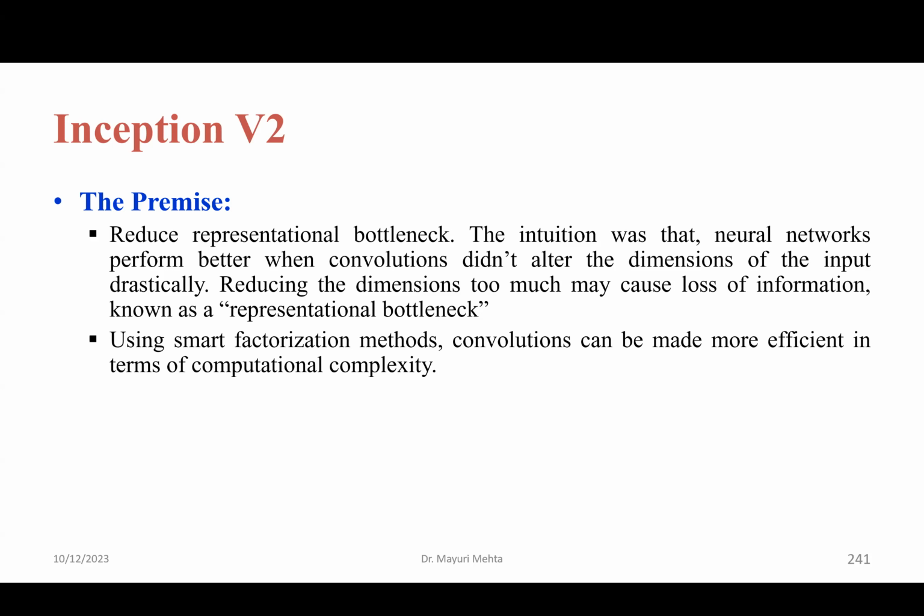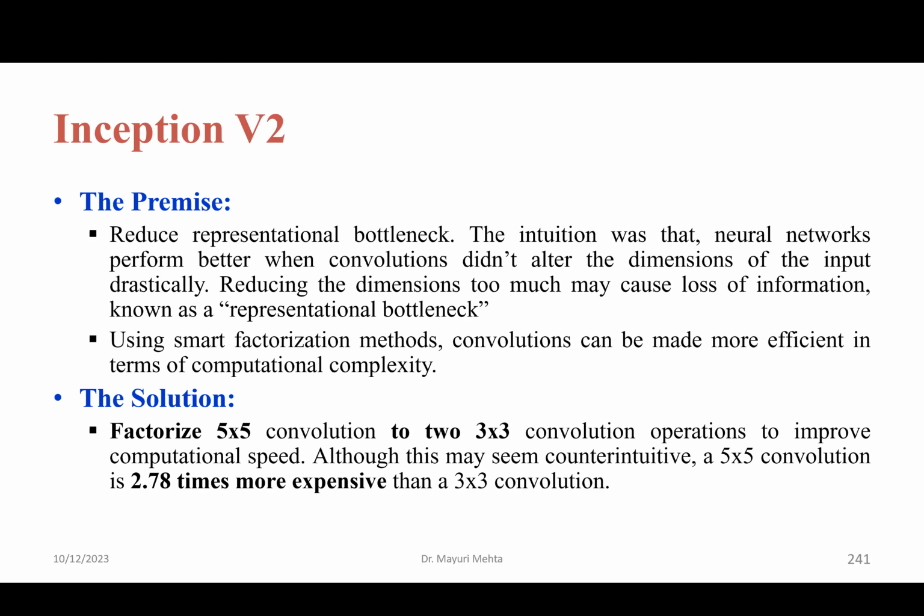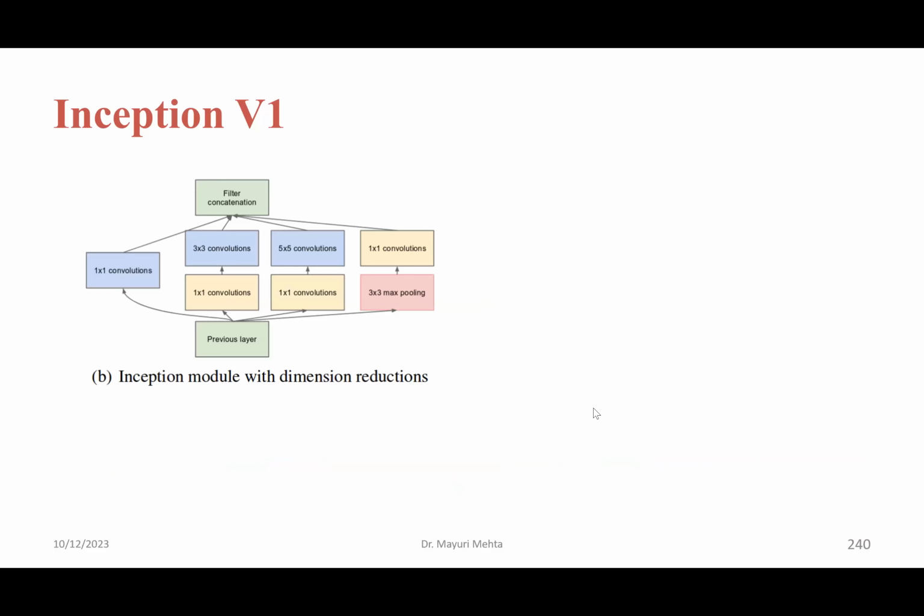Based on these two observations, the solution they proposed was a new inception network, Inception network version 2. What they did was factorize the 5 cross 5 convolution, which I'll show you in the architecture. Here you can see this 5 cross 5 convolution in the block of Inception network version 1.